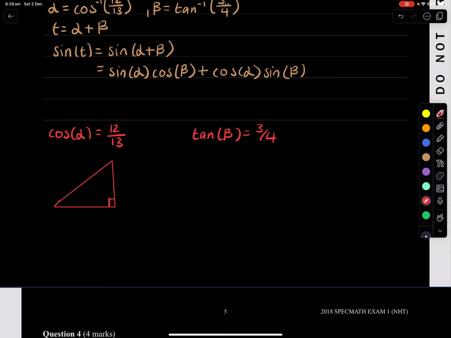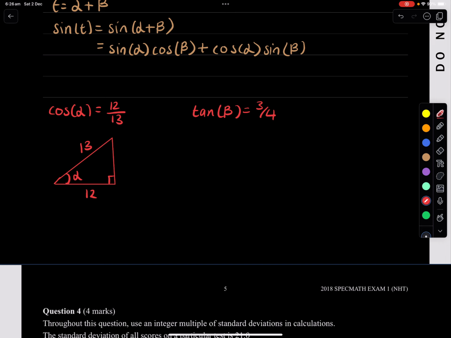Because cos is adjacent over hypotenuse, this is going to be your hypotenuse, this is your alpha, and this is the 12. Using Pythagoras theorem, I know for a fact this is a perfect triangle, so this is going to be 5. Very easy. What about beta? Let me draw another triangle for this one. Okay, so this is beta. Tan is opposite over adjacent, so 3, 4, and I know this is also a perfect triangle, so this has to be a 5 there. And so we have these over here.